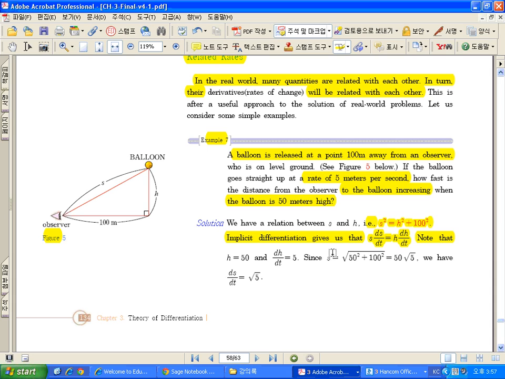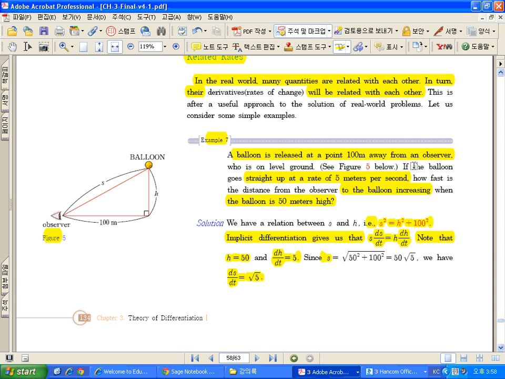Then we found ds when h is equal to 50, and the rate of the balloon, the rate of change, dh/dt, is 5. With this information, we can deduce ds/dt, since s is equal to 50 times the square root of 5 at that time. So ds/dt can be found with these three pieces of information, which is the square root of 5.